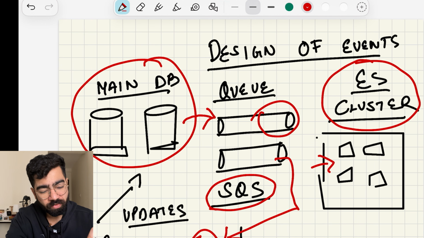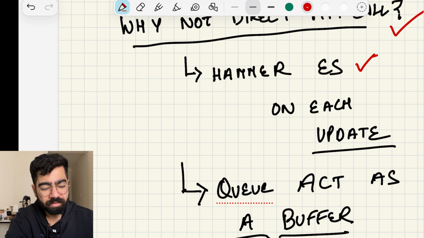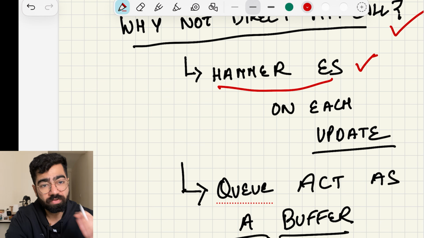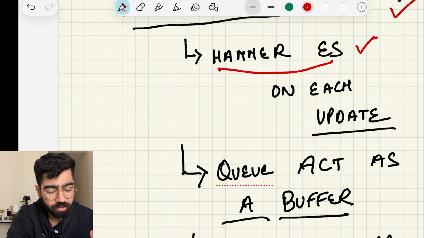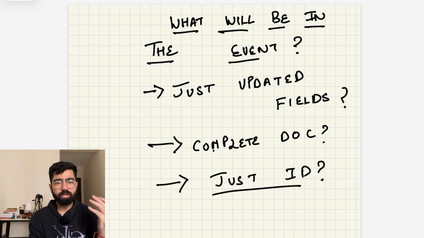Another thing which you might ask, why not make a direct API call? Why do we even need to have this in between? Whenever a new event comes, why not make an Elasticsearch cluster update call? It will hammer the Elasticsearch on each update. So like we discussed, we are doing batched updates. If we keep on hammering ES on each update, the number of calls which come to Elasticsearch would be large. So the queue acts as a buffer and the worker batches your events and then makes the call to the Elasticsearch.